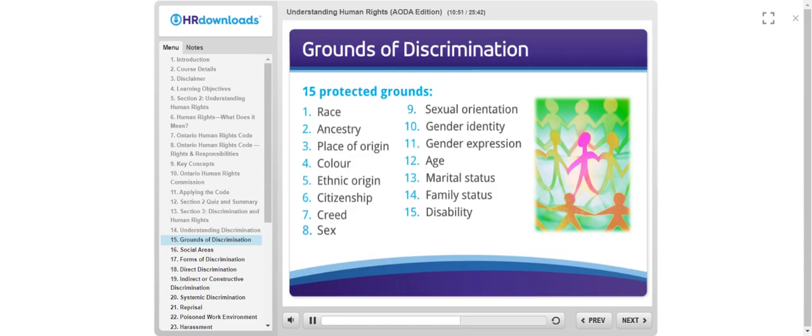Disability, including temporary and permanent disabilities, being in receipt of workers' safety and insurance benefits in the past or at present, learning disabilities, visible, invisible, and perceived disabilities.